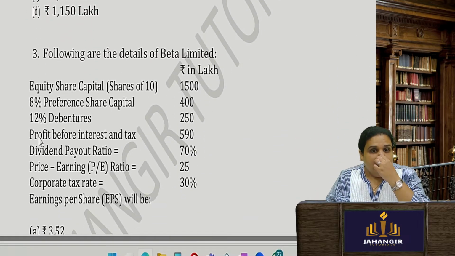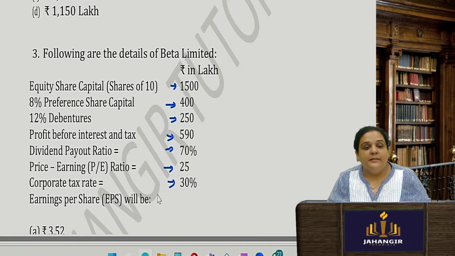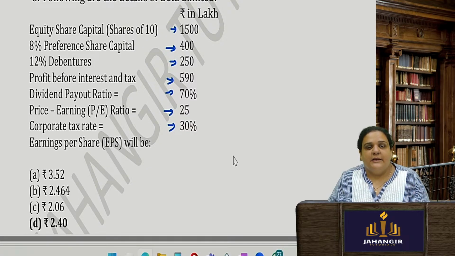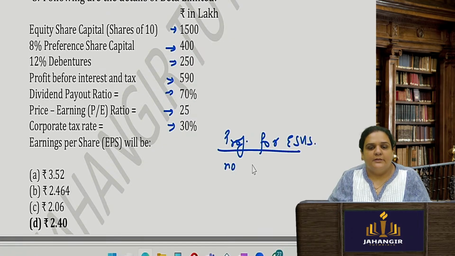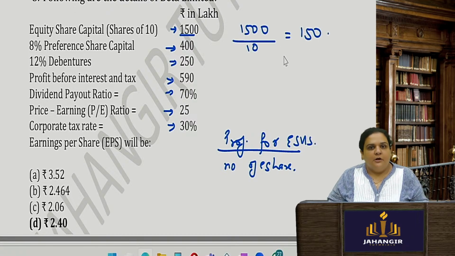Okay. Following are the details of Beta Limited. Equity share capital 10 rupees each, 8% preference share, 12% debentures, profit before interest and tax, dividend payout ratio, price earning ratio is 25. Corporate tax 30%. What will be the earning per share? For earning per share, I need to find the profit available for equity shareholders. Divide that by number of equity shares. Now, number of equity shares I'll get from here: 1500 lakhs. Divide by 10. 150 lakhs are the number of shares.